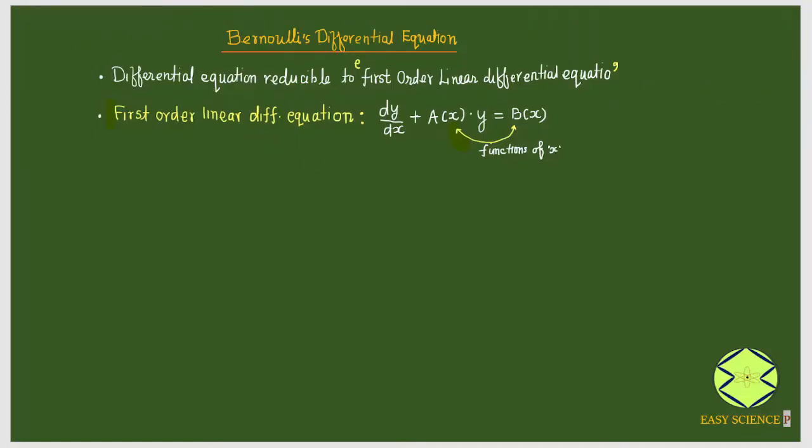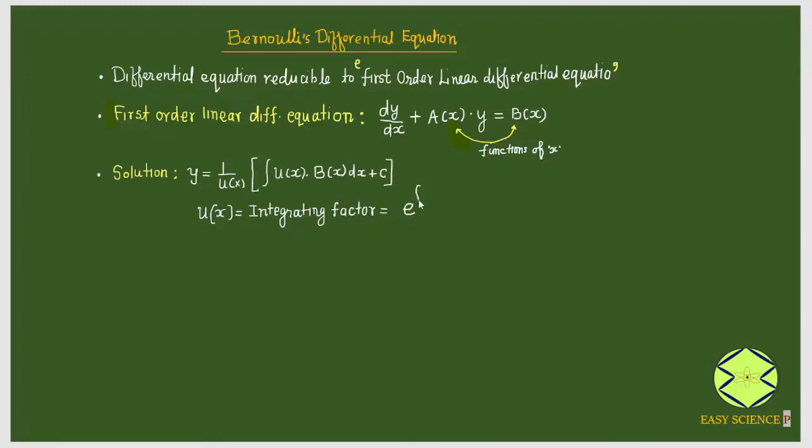The solution is given by a simple rule, that is y equals 1 over u of x times the integration of u of x times b of x dx plus c. And here u of x is basically the integrating factor. Here u of x is called the integrating factor, and it is given by e raised to the integral of a of x dx. So this is the procedure of finding the solution of first order linear differential equation.